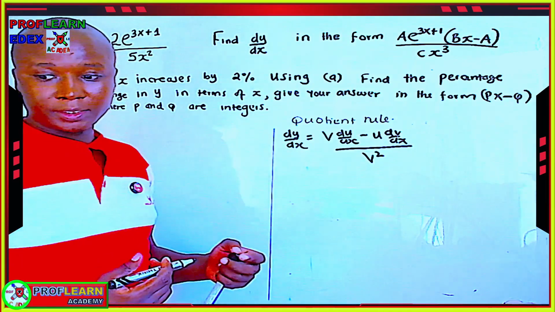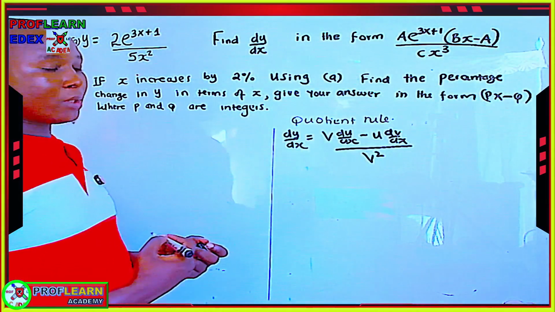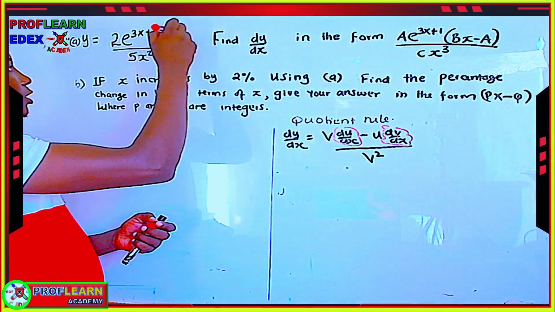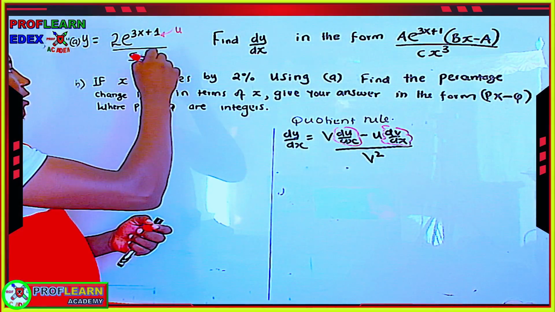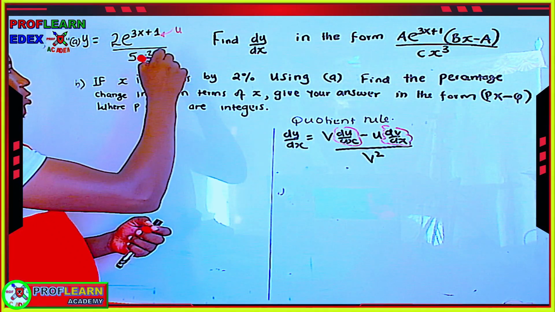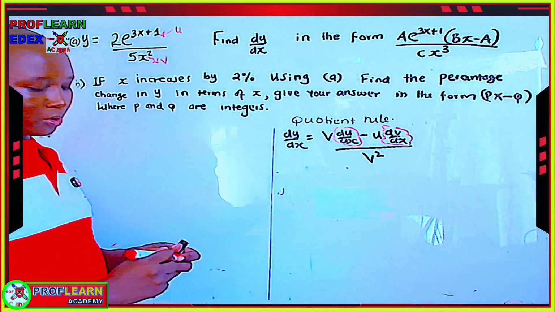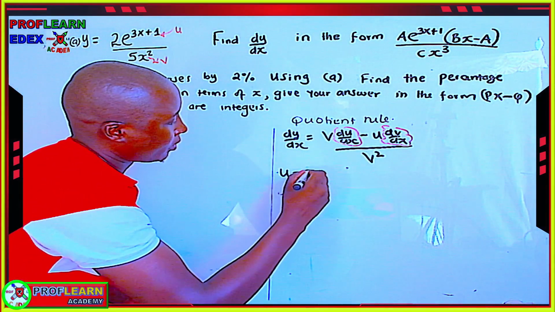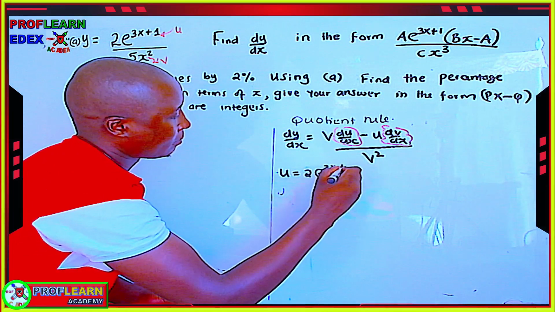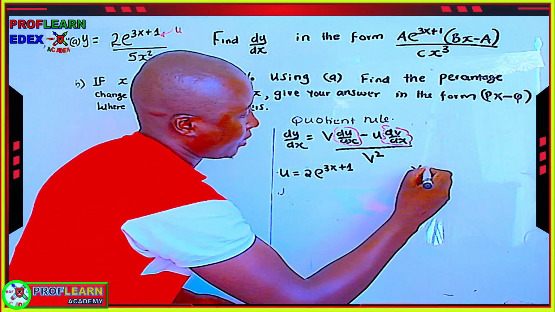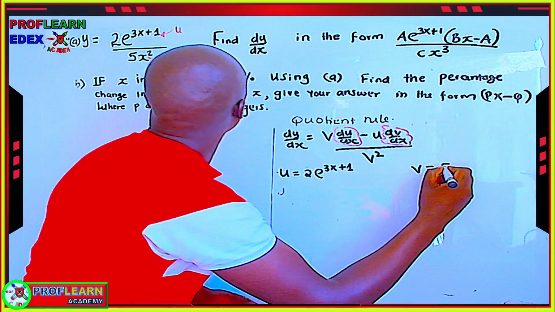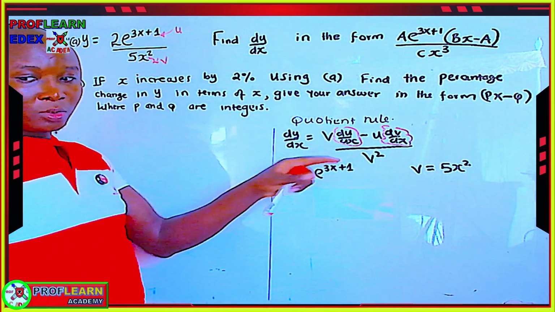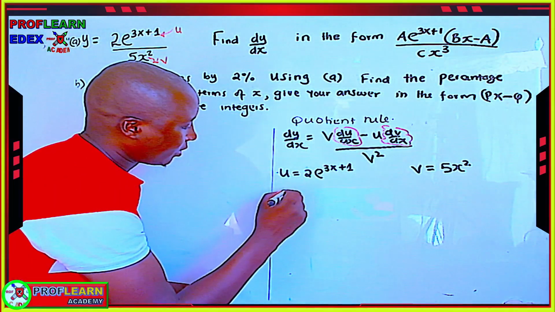Now, before we do it, we need to decide which one is going to be our u and which one is going to be our v. In this case, we can decide the top function to be our u, and the function at this point here is going to be our v. So we can say that our u is going to be 2e^(3x+1), and our v is going to be 5x squared.